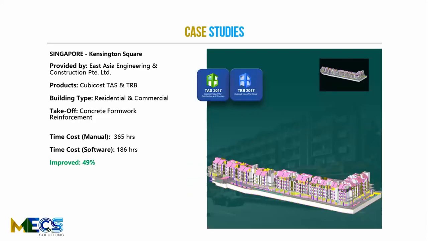These last few slides here look at individual case studies where the team from Glodon actually challenged the construction companies to see who can do a better job at a quicker rate. So with this project, Kensington Square, Singapore, using TAS and TRB, it took our team 186 hours, while it took the contractors in this instance 365 hours. So that's a 49% improvement in takeoff.